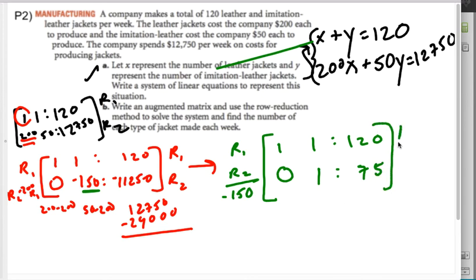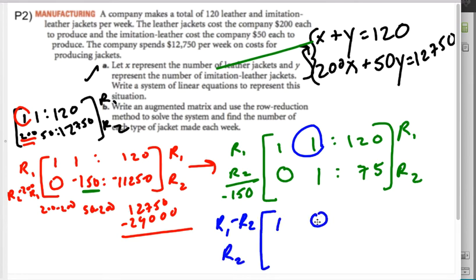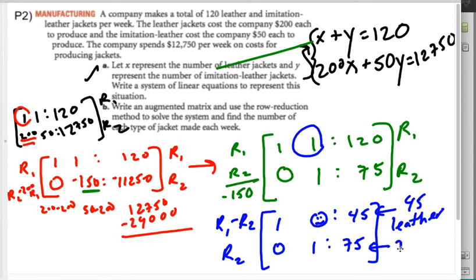So now my row 2 is actually done. I have row 1, I have row 2, and the thing I want to target is this entry right here. To do that, I'm going to take row 1 and subtract row 2, and leave row 2 alone. Row 1 minus row 2 would be 1, 0, and then 120 minus 75 would give me 45. Then 0, 1, 75. So that tells me 45 leather jackets and 75 faux leather jackets. We'll say faux leather because I'm too lazy to write imitation. Okay, and that's the idea.